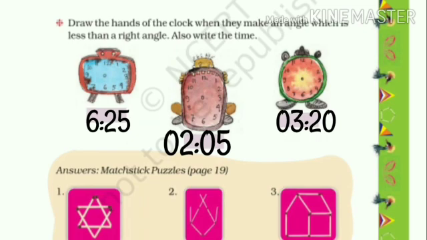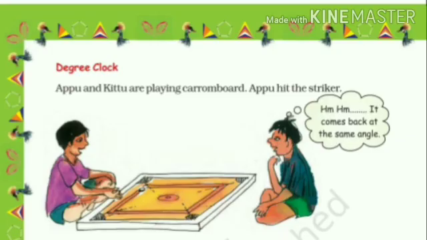Now next, we come to the degree clock. We'll see how the degree clock is formed. Now, the degree clock. Appu and Kittu are playing carom board. Students, you all must have played carom board in this lockdown period. You have played carom board at your home. So here Appu is hitting a striker.